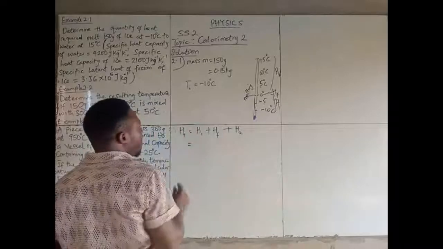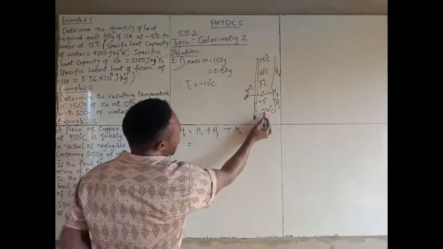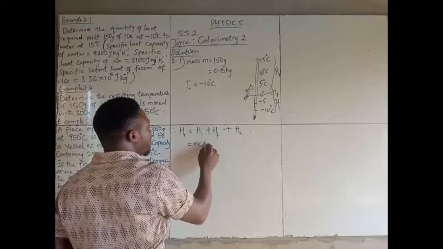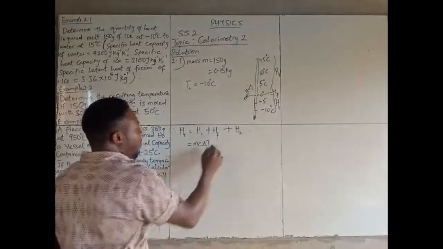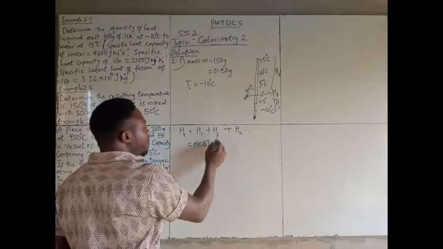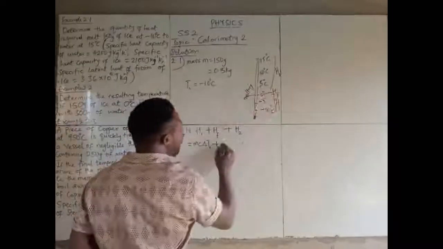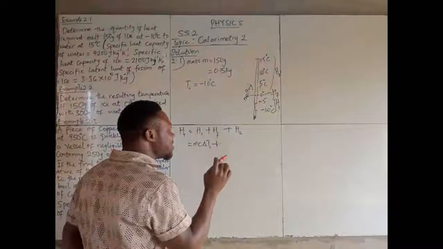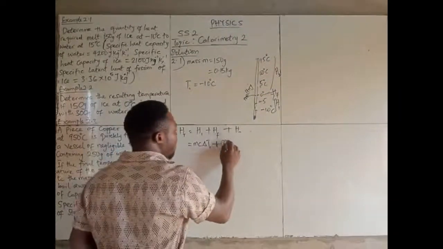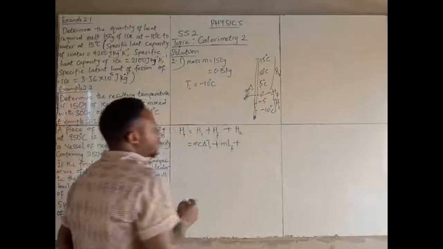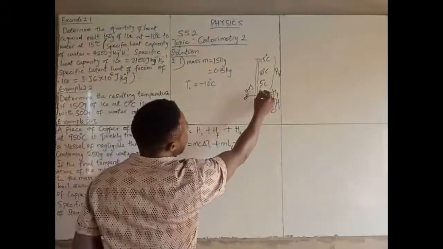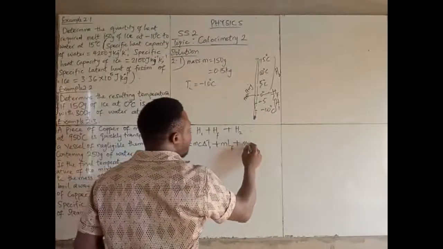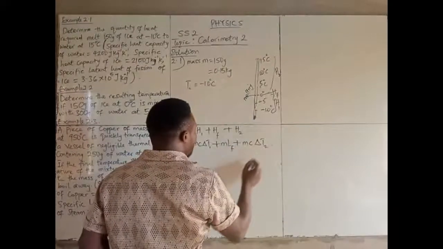Now, how do you get H1? H1 is the heat to change from minus 10 degrees Celsius to 0 degrees Celsius. And that is going to be MC change in theta 1. Plus heat of fusion. For heat of fusion, you don't need to change the temperature, it's just the latent heat of fusion that helps you to change the state, that melts the ice to water, which is ML_F. Plus the last heat, which is the heat that changes the temperature of the water, the melted ice, to 15 degrees Celsius, which is going to be MC change in theta 2. And that will be fine.